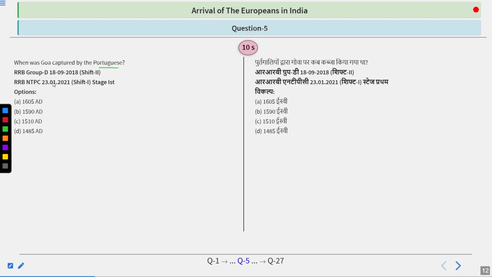When was Goa captured by the Portuguese? Try to find out the answer. 1605, 1590, 1510 or 1485. Try to find out the answer, guys. And your answer is right.